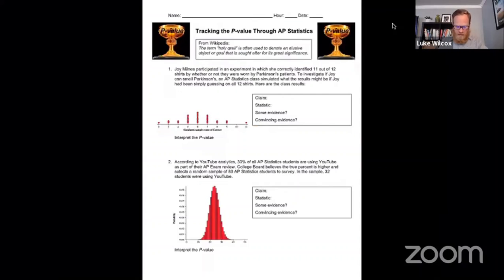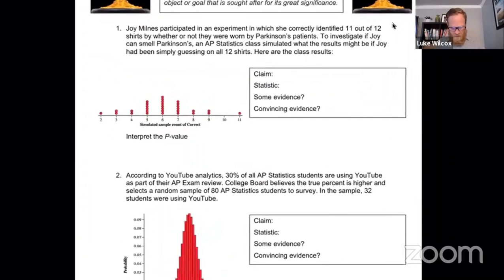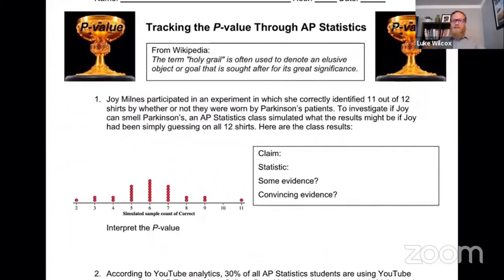So let's go ahead and jump into today's activity. So I've called the activity tracking the p-value through AP statistics. And the idea is that the p-value, while you learned it formally at the end of your AP statistics class, chances are you had been developing your thinking and understanding and reasoning about the p-value all the way throughout the course.